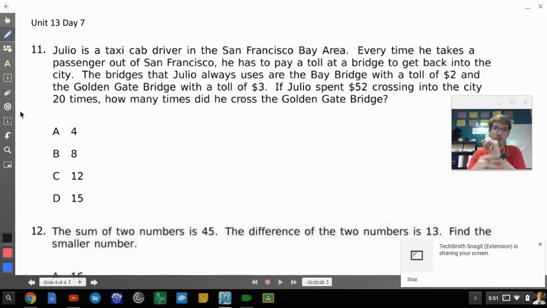Next, Julio is a taxi cab driver in the San Francisco Bay Area. Every time he takes a passenger out of San Francisco, he has to pay a toll at a bridge to get back into the city. The bridges that Julio always uses are the Bay Bridge, with a toll of $2, and the Golden Gate Bridge, with a toll of $3. If Julio spent $52 crossing into the city 20 times, how many times did he cross the Golden Gate Bridge?